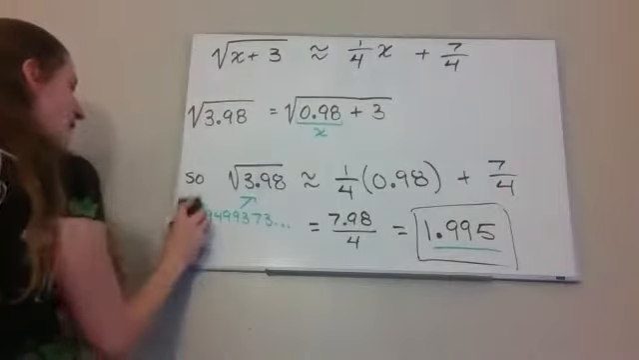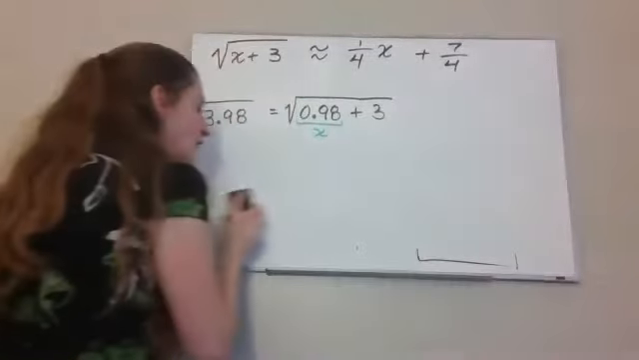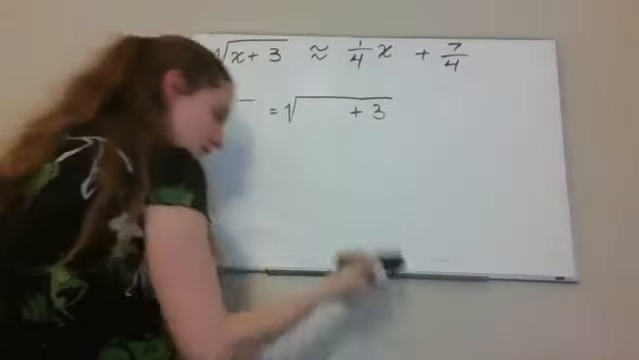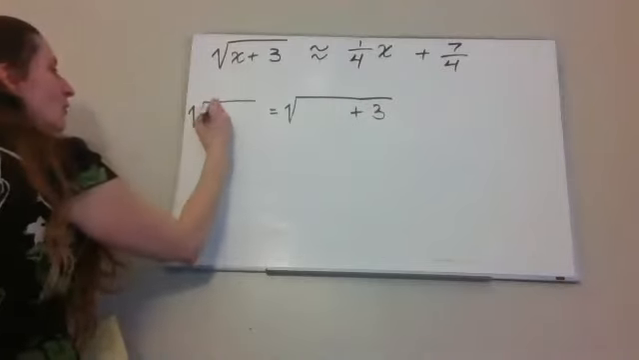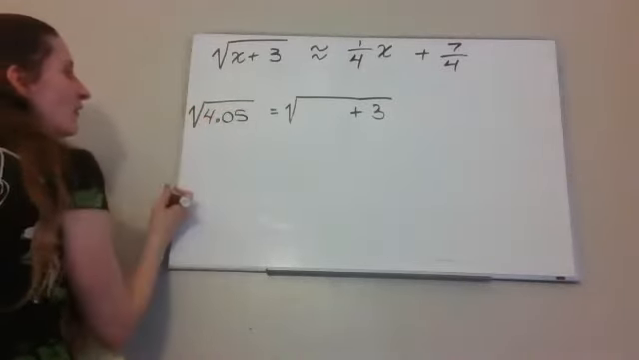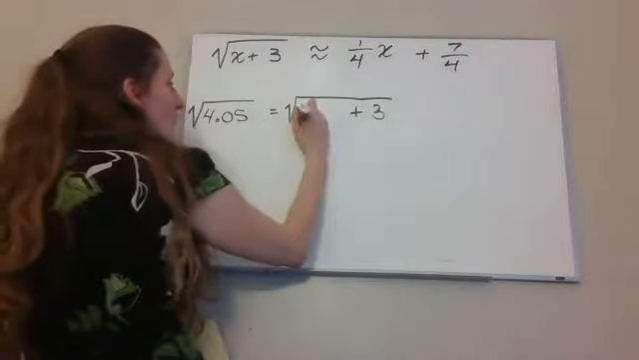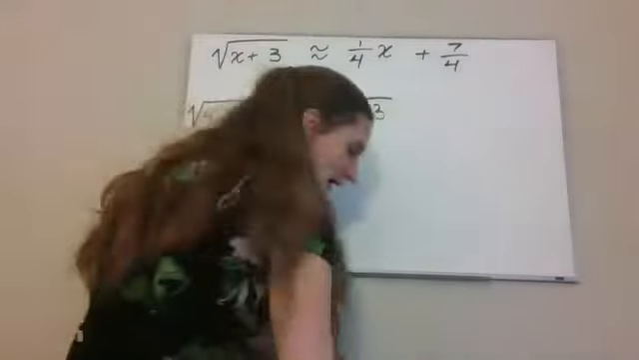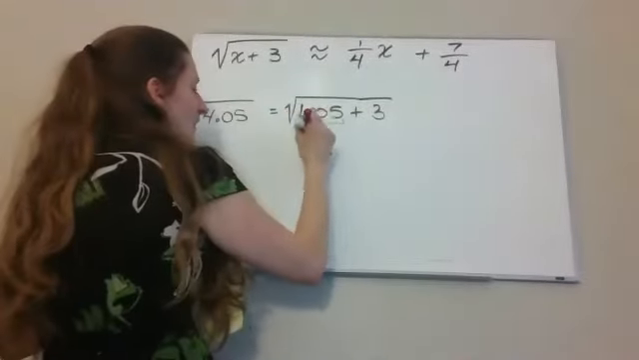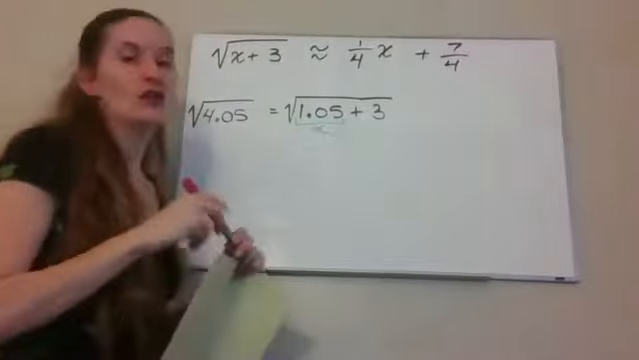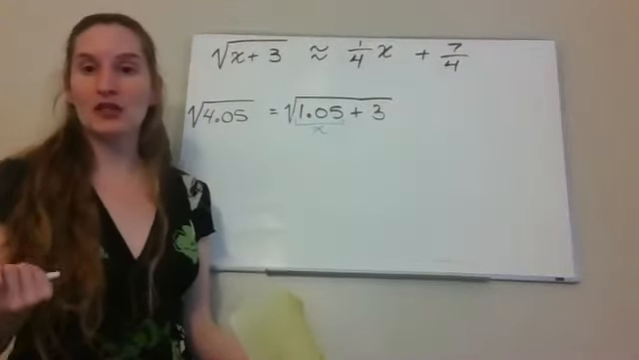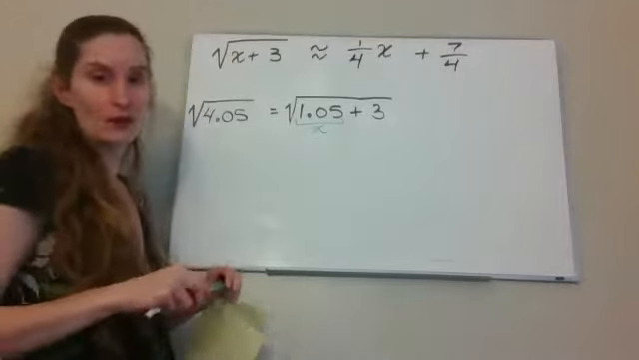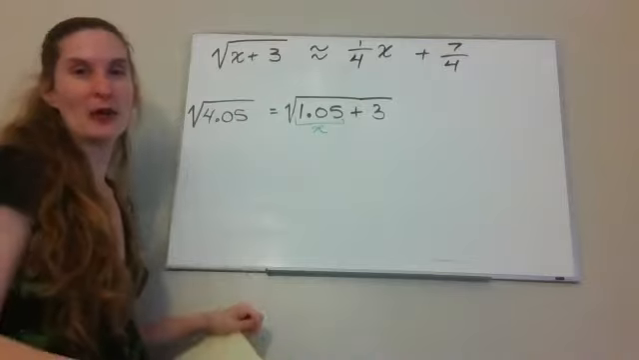Now we're going to do the same thing for the 4.05. So the square root of 4.05 is equal to the square root of 1.05 plus 3. So that means my x value is 1.05. Notice in the previous approximation, my x value was very close to 1, and this x value is also very close to 1. That's why we're getting good approximations.